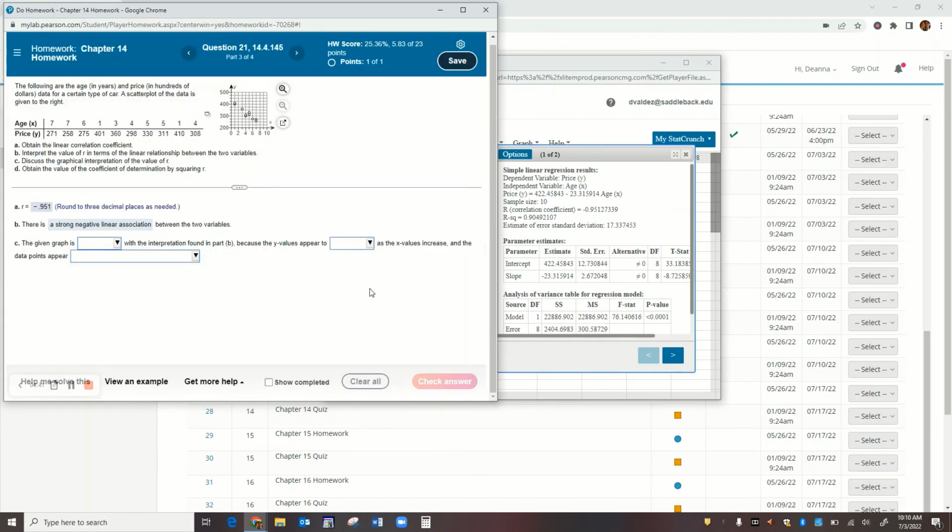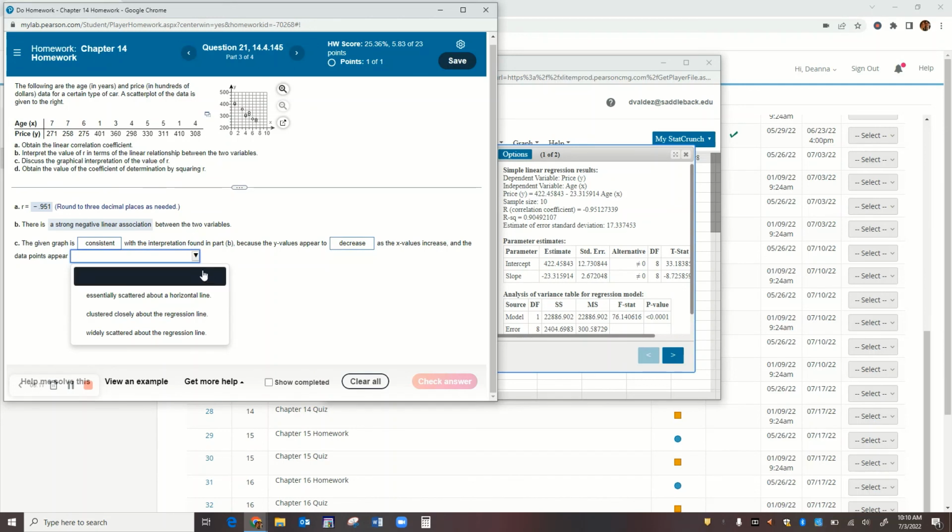Fantastic. So the given graph is consistent or not consistent? It's consistent, right? That graph matches with the interpretation that we found in part B. Remember, when you have a negative relationship between two variables, that's the same as them being inversely related. So one goes up, the other one goes down. And we can say because the y values appear to decrease as the x values increase, yeah, they go opposite ways, and the data points appear, what would you say, essentially scattered about a horizontal line?